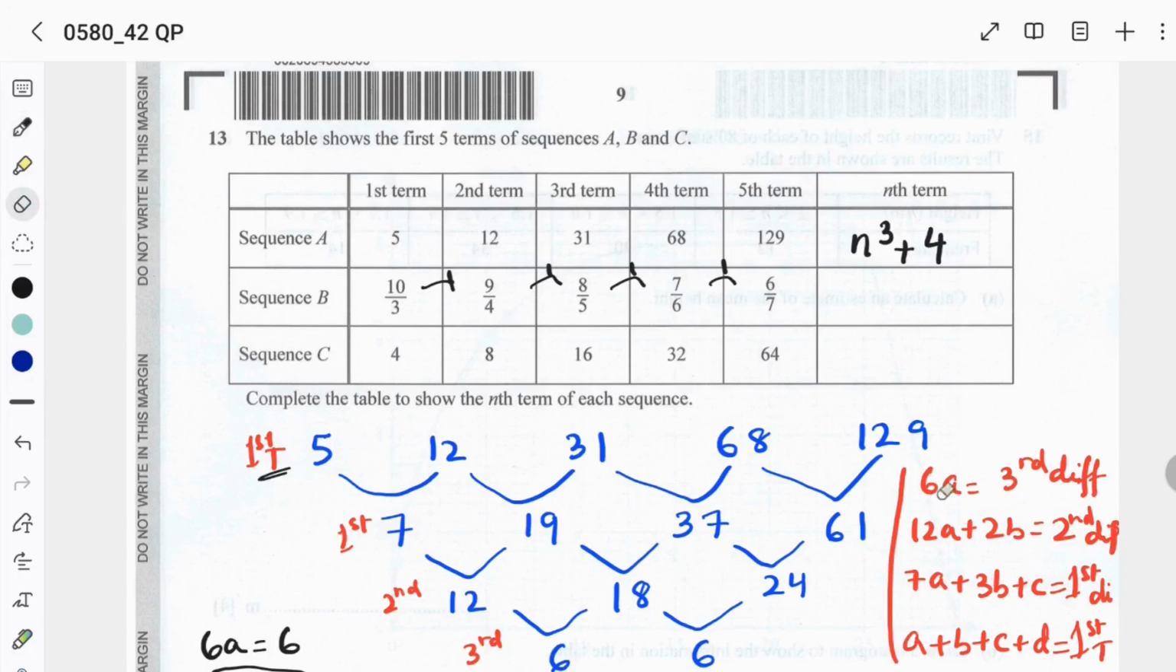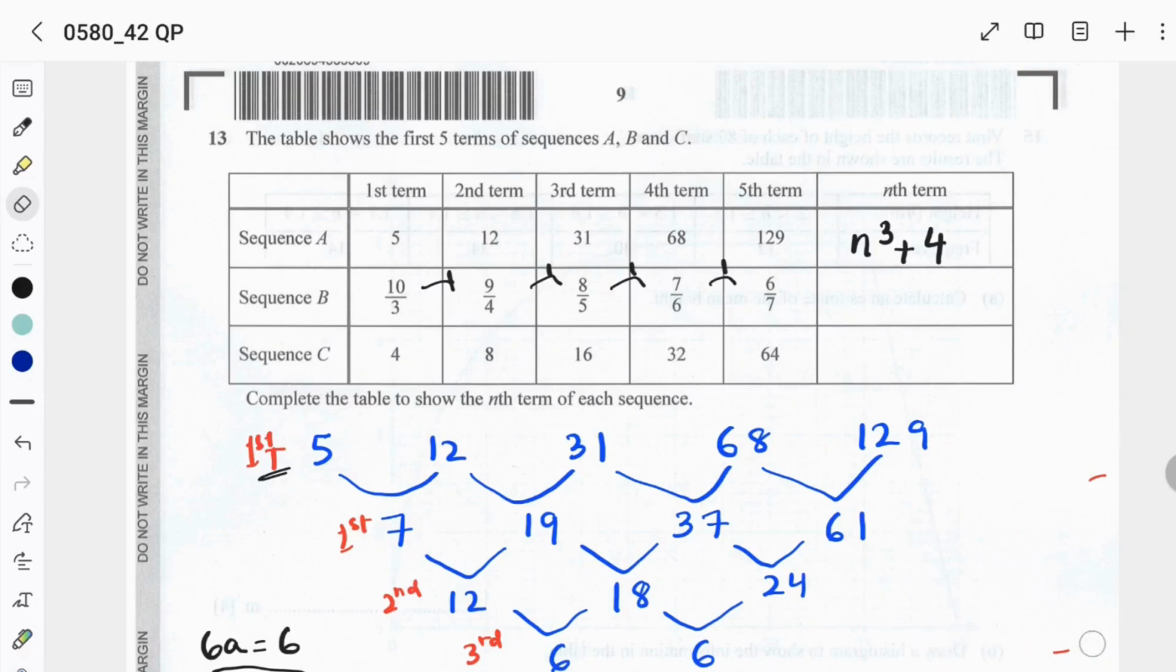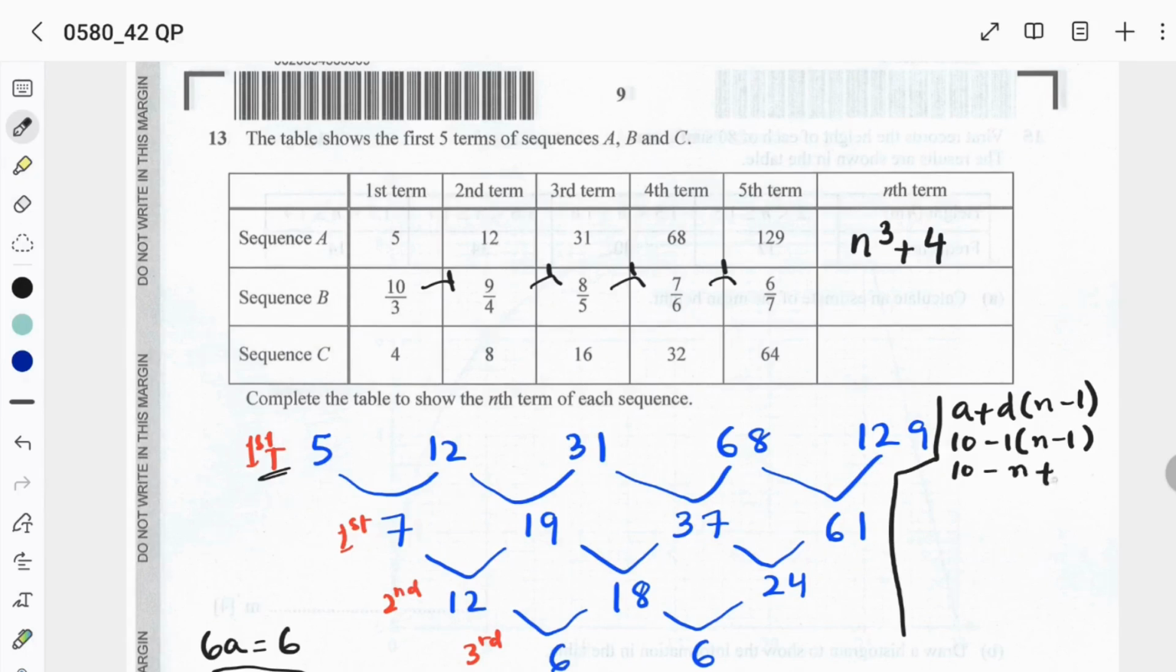Alright, so I'm erasing here. That was just for you, these formulas I've written. So a plus d(n minus 1) is the formula for the nth term of the linear sequence, where a is the first term and d is the common difference. So a is 10 and d is 9 minus 10, which is minus 1, the difference. Minus 1 and minus 1. 10 minus n plus 1.